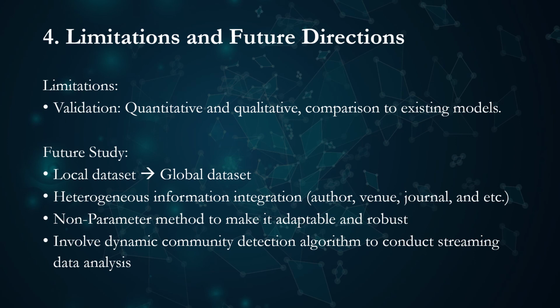And in the future study, we have 4 primary directions. The first direction is we can change the case study of a local dataset to a global dataset, which means we can use the entire database to validate our methodology. And the second one is that we can integrate more heterogeneous information into our model, like the author, venue, journal information, this kind of heterogeneous external information. And the third one is that we still have to decide the k before we apply this method. So we anticipate to change it to non-parametric and make it more adaptable and robust.